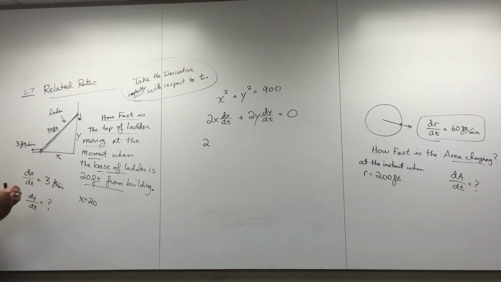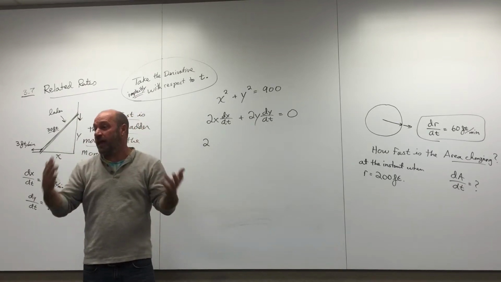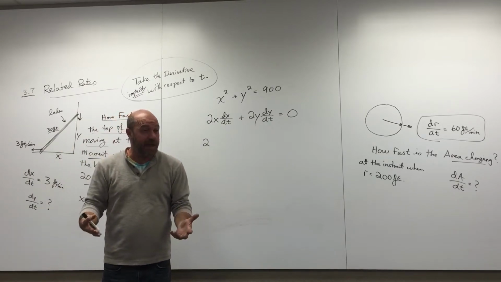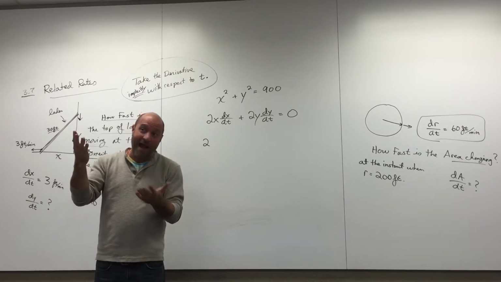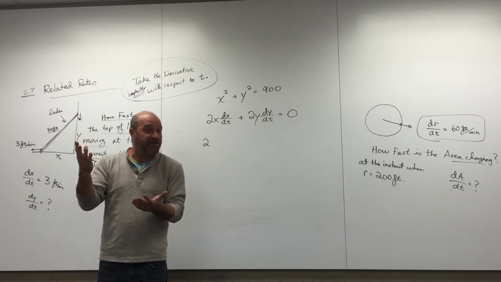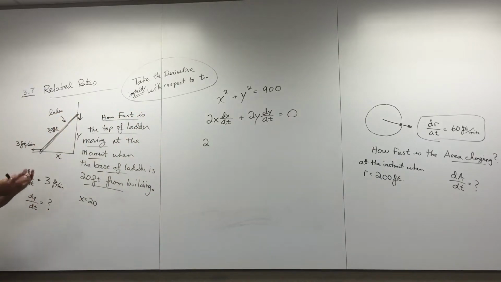These derivatives are rates of change, though, now. Remember earlier in this chapter, derivatives were the slope of the tangent line. Now I'm thinking of derivatives as a rate of change between two variables. It's no longer dy and dx. That rate of change was a slope. But now it's the rate of change between x and t. This variable x is changing at a rate of 3 feet per minute. So dx dt is 3.